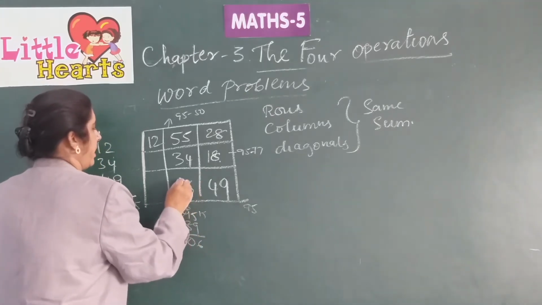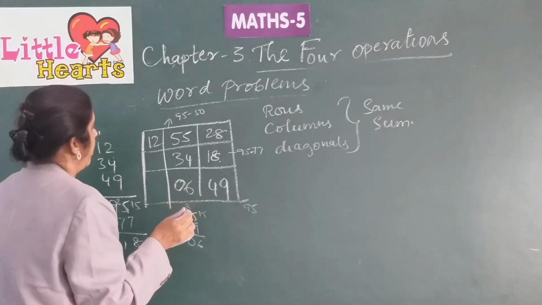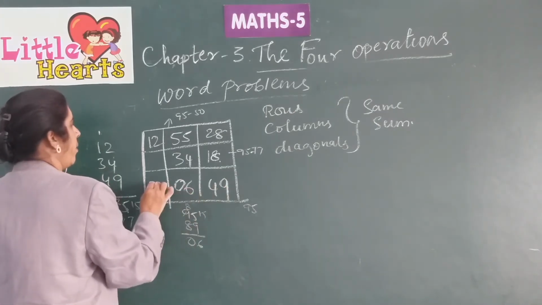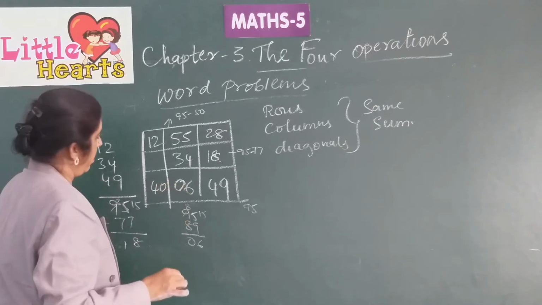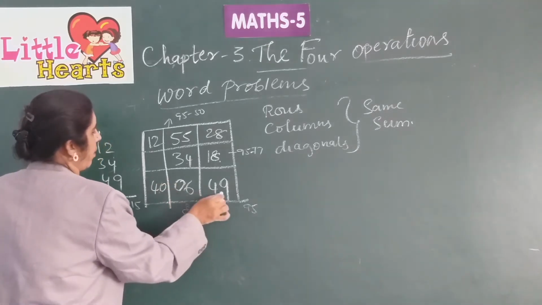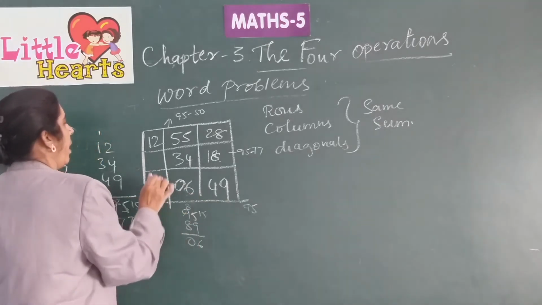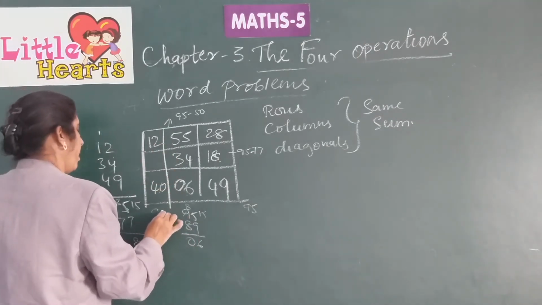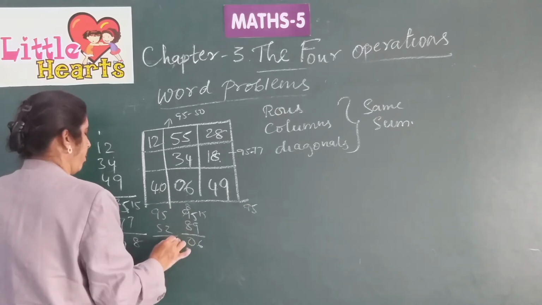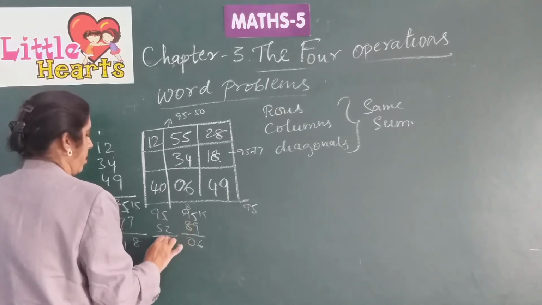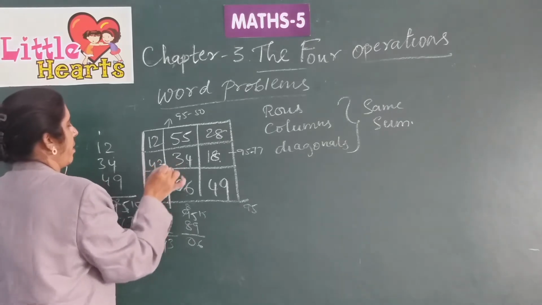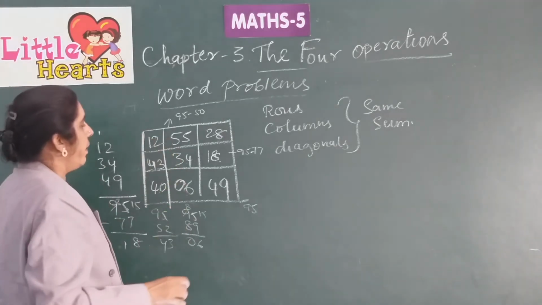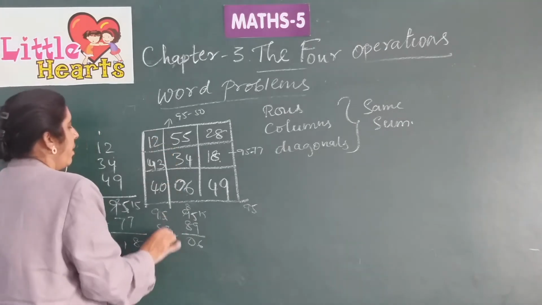6 is here. 49 plus 6, 55. Here 40 we get. 46, 49 is 95. And 40 plus 2, 52. 95 minus 52, 43. In this way, if you add this way, you get 95.